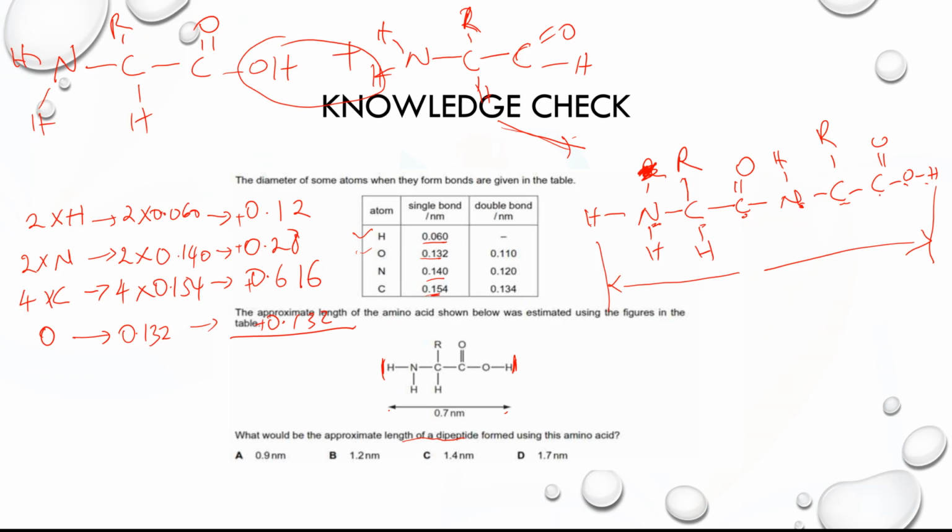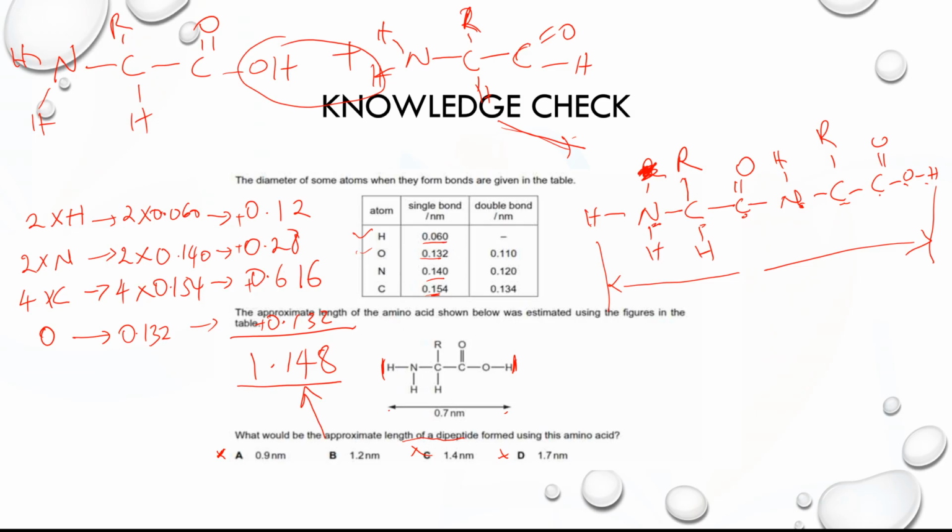So let's go. We have 0.12 plus 0.28 plus 0.616 plus 0.132. That gives us 1.148. So which option is closest to this? This is close but not so close, this is far away, that's far away. The closest one is B. So B is the answer.